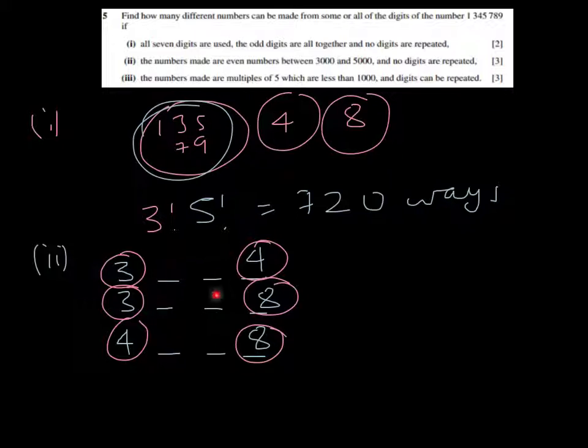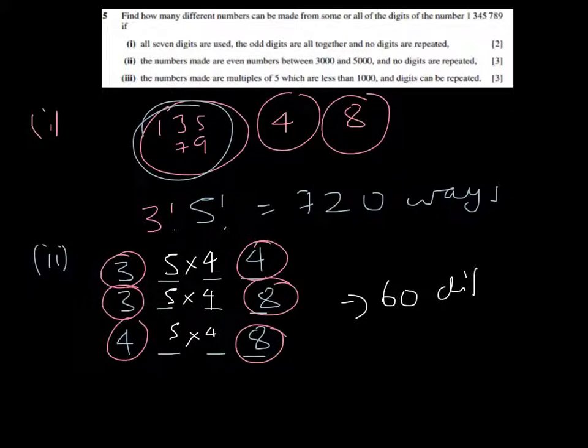So if I'm using a 3 and a 4 there, that leaves me 5 digits that can go in the middle. So 5 can go there, and that leaves 4 that can go there. Okay, and that's the same all the way down here, which means basically I've got 20 plus 20 plus 20, so 60 different ways. Okay, that's for part 2.